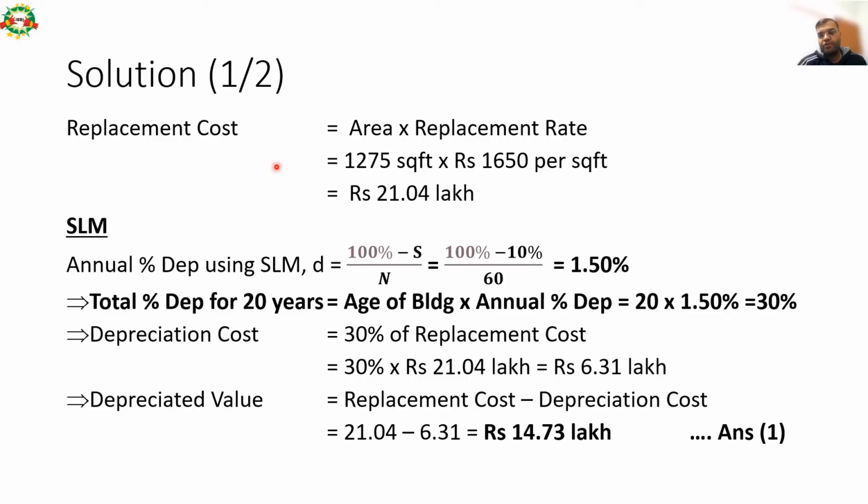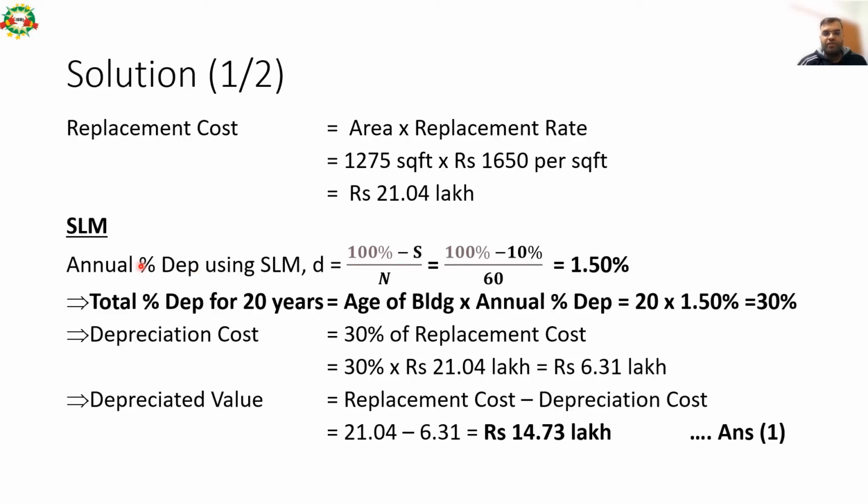If we multiply these two figures, we will get replacement cost new, or RCN, or replacement cost of the building, which is equal to 21.04 lakhs. So this is the first step. This replacement cost we will use in both methods, SLM and WDV. As per the SLM method, annual depreciation is equal to 100% minus salvage divided by life, which is N. Here salvage is 10% and life is 60 years. So annual percentage depreciation as per the SLM method is 1.5%.